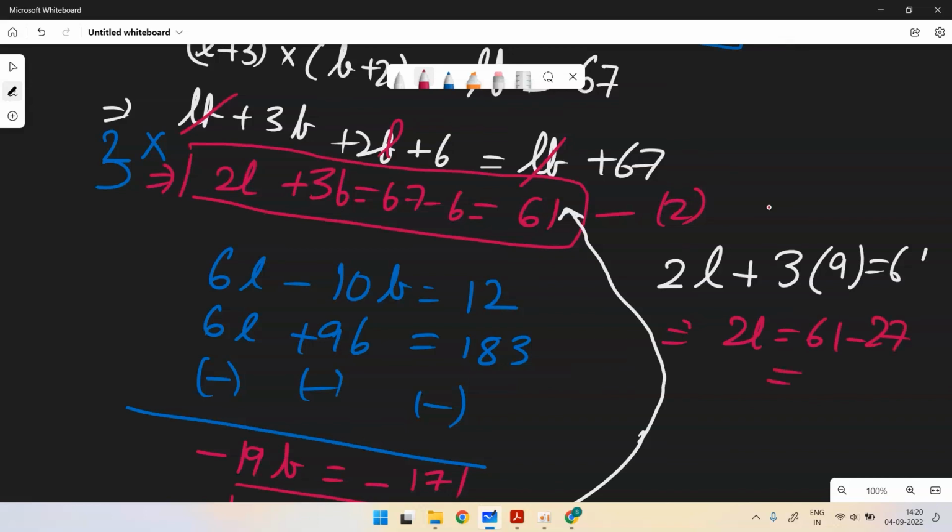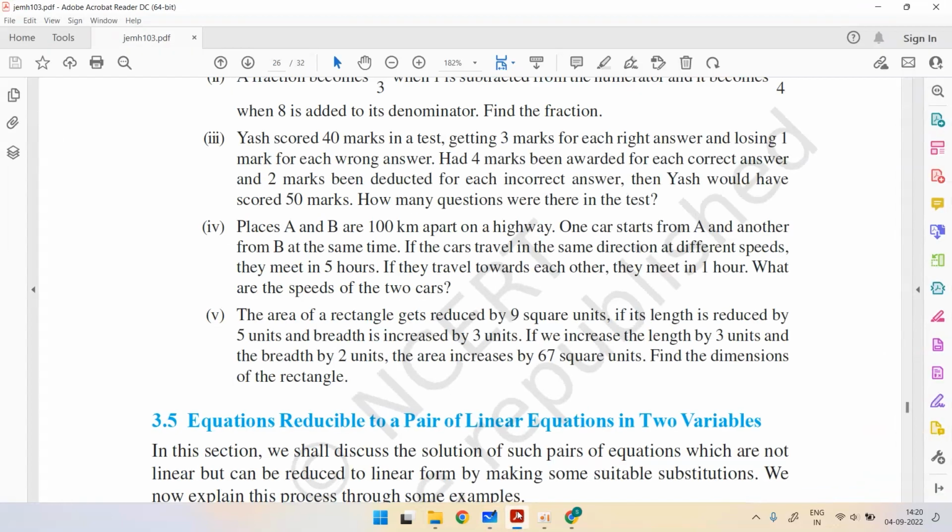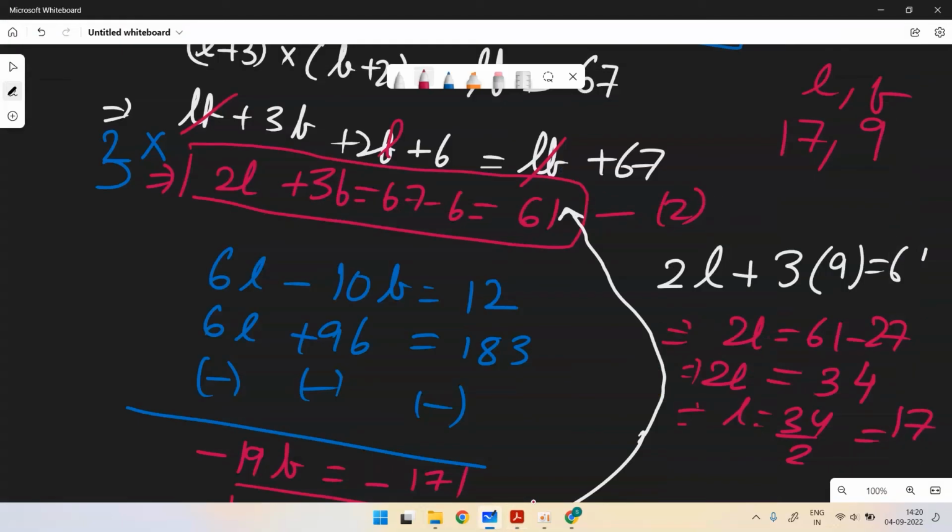This is 34. So 2L equals 34, which implies that L is equal to 34 by 2, nothing but 17. So the length is 17 and the breadth is 9. To find the dimensions of the rectangle, the length is 17 units and B is 9 units. This is the answer.